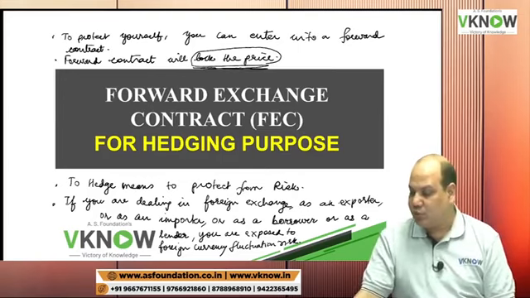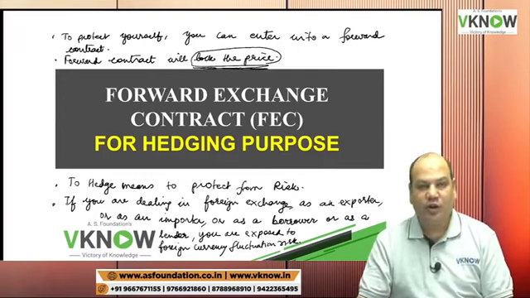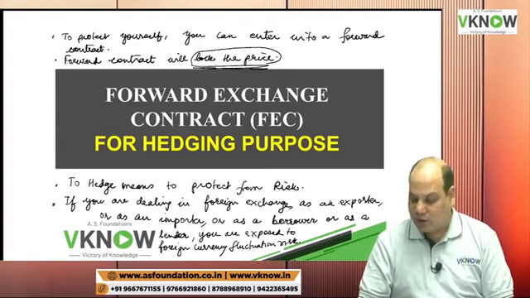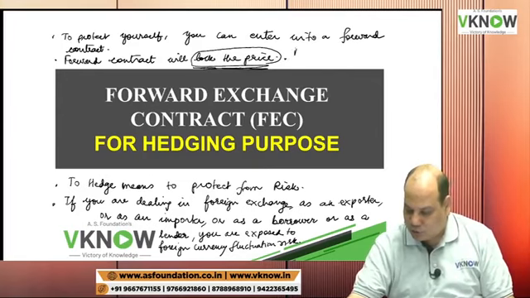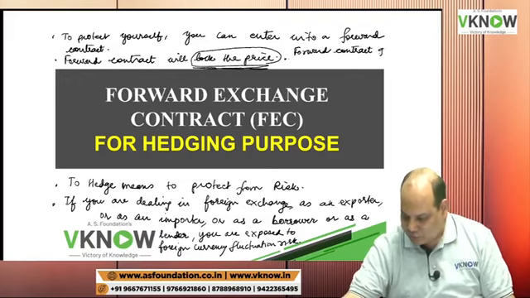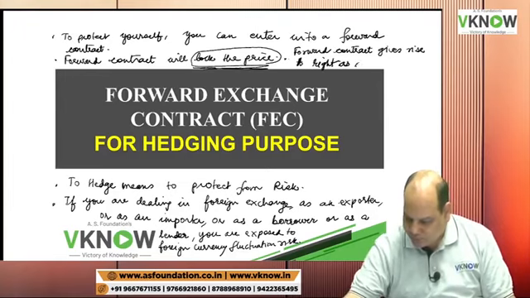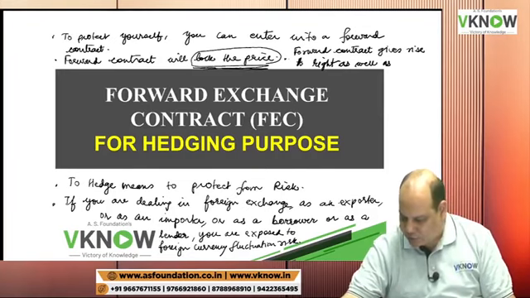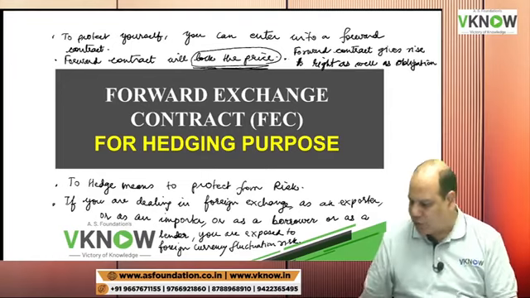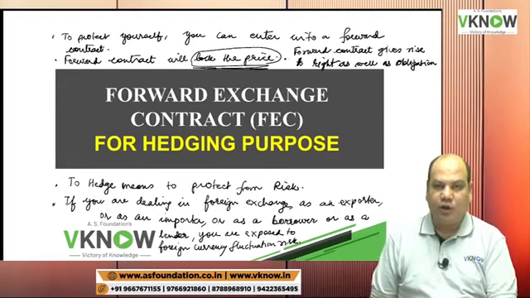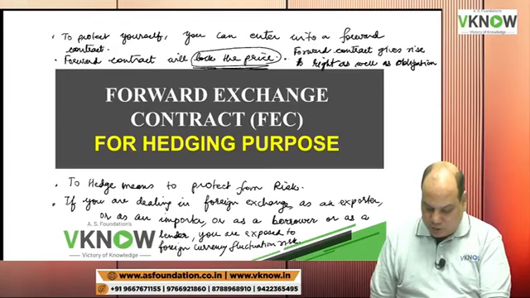But then what about the accounting? The accounting is covered by AS 11. One more line write down, those who are writing. A forward contract gives rise to a right as well as obligation.